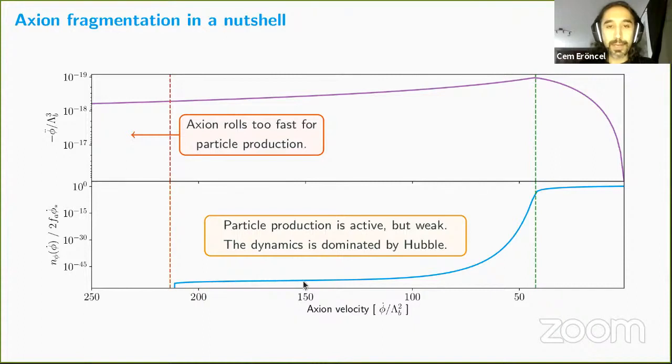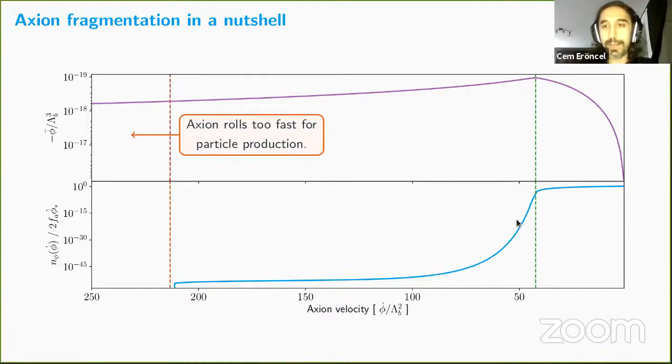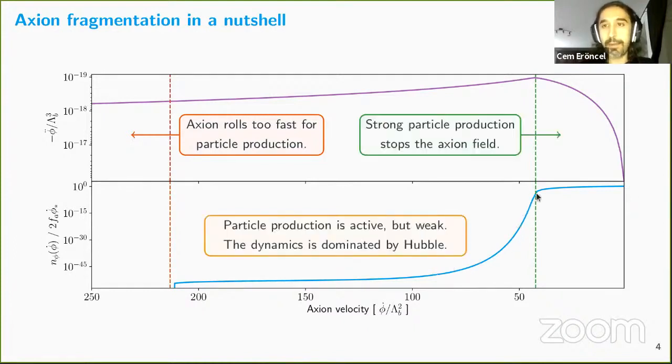But this particle production will be more and more efficient as the axion velocity drops and also the Hubble scale drops. And at some point, it starts to increase quite rapidly. And at some point, the back reaction of the fluctuations on the homogeneous mode will be so strong that this back reaction stops the axion field from rolling, and the axion stops at one of the minima.